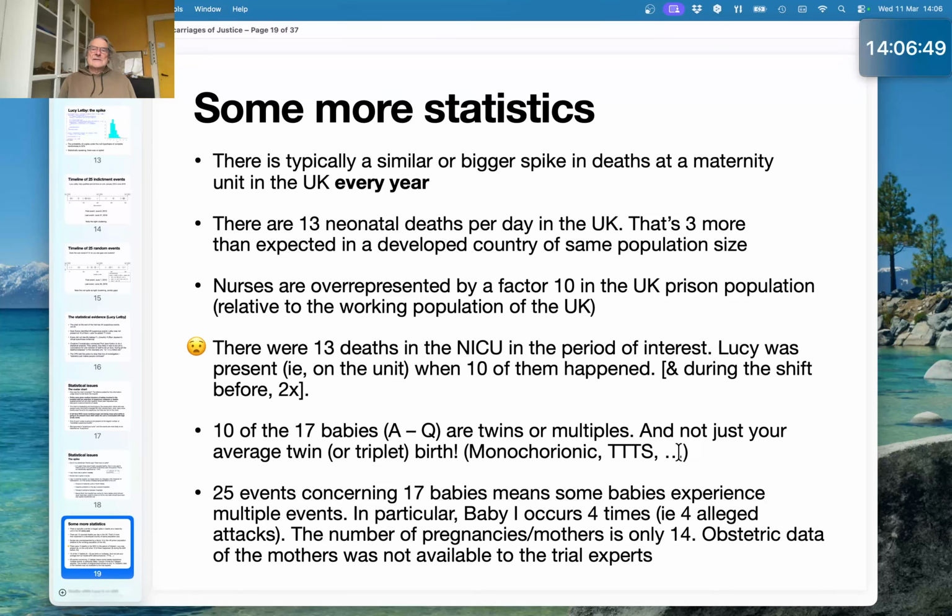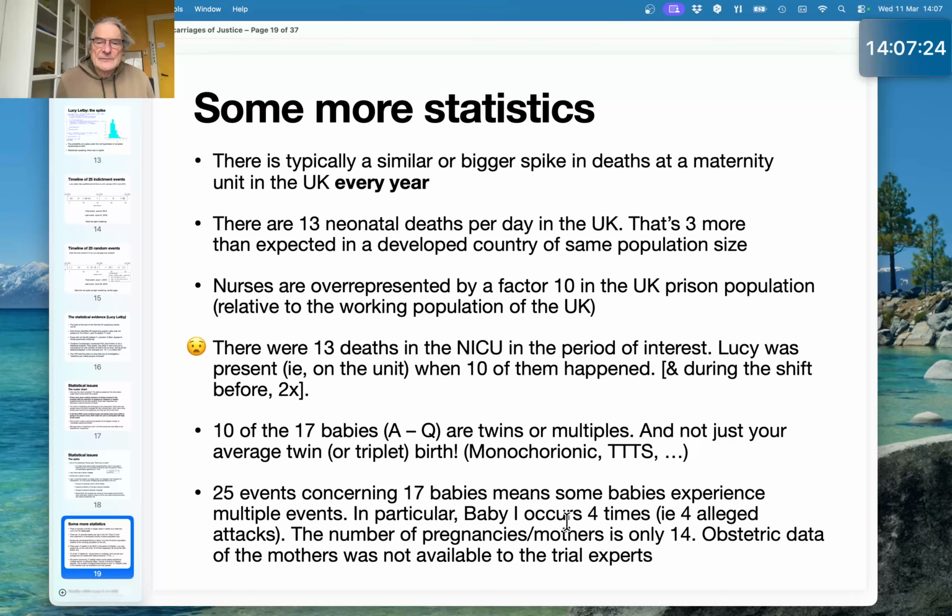Those mothers of those twins and multiples should never have given birth, and their babies never nursed, at the Countess of Chester. They should have gone, for instance, to Liverpool Women's Hospital, which has a special unit improving care of twins and triplets, specializing in twins and triplets.